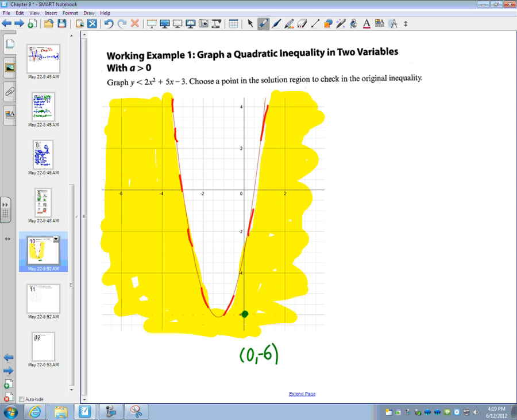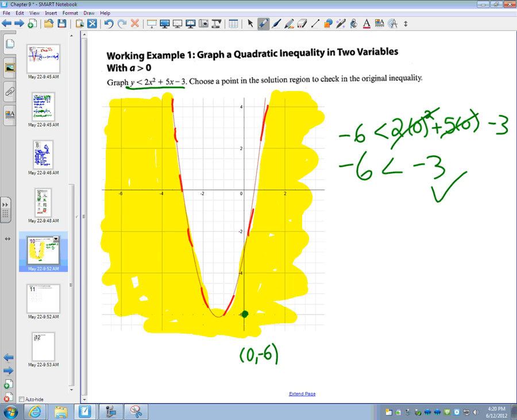The reason I chose that is watch this. When I sub it back into the original, my y value is negative 6 is less than 2 times 0 squared. Look, I already don't have to do much work. 5 times 0 minus 3. So is negative 6 less than this is 0, this is 0, negative 3? Yep, it is. Done. Okay. Next question.